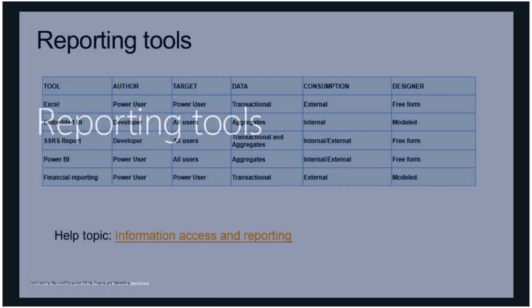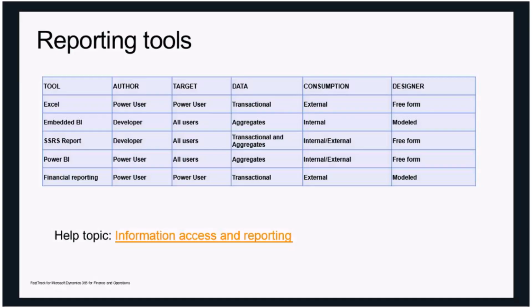Okay, so now we'll talk about just a little grid here of the reporting tools. So we have Excel, and you can use Excel with OData to any entity you want. That'll work fine. Once the volume gets high, that might be a factor, but it's available. And then we talked about embedded BI, where you have to have a developer do it, but then it uses aggregated data within the product, and it's available to anybody who you give access to that form or workspace.